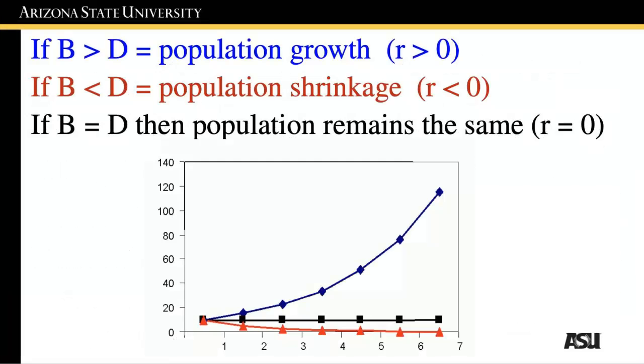So we could be looking at per year or per month. When we look at B and D, if B is greater than D, the population is growing. If B is less than D, the population is shrinking. And if B equals D, then the population is remaining constant. So this tells us that if R is greater than 0, then this curve will go upward. And if R is less than 0, then the curve will point downward until it hits extinction. And if B equals D, we will see a straight line because the number of the population will remain the same throughout the period, either year to year or month to month.